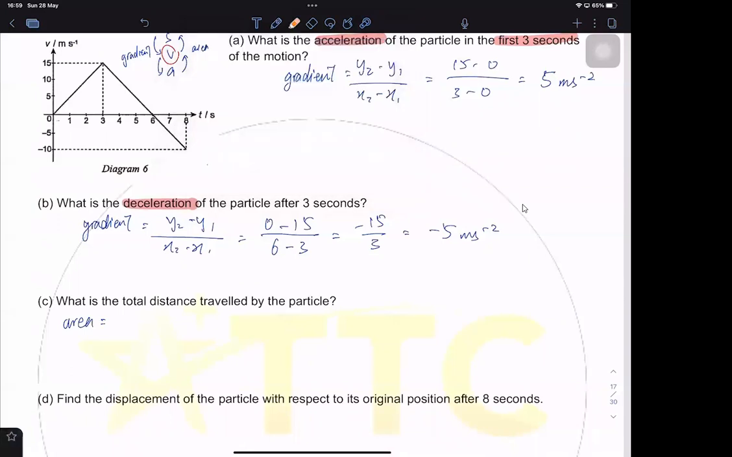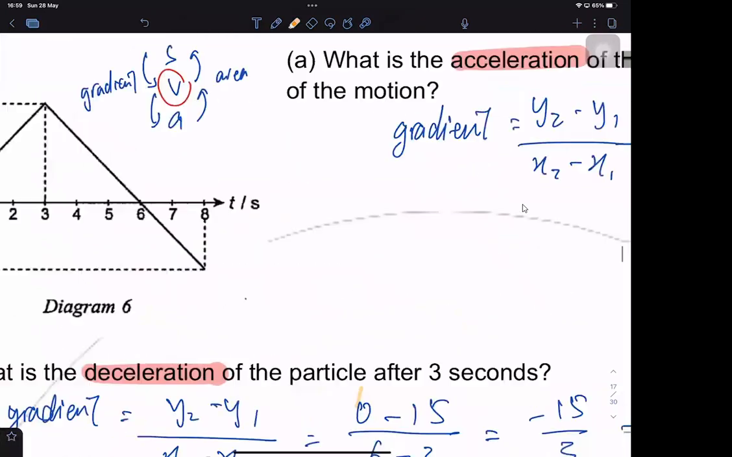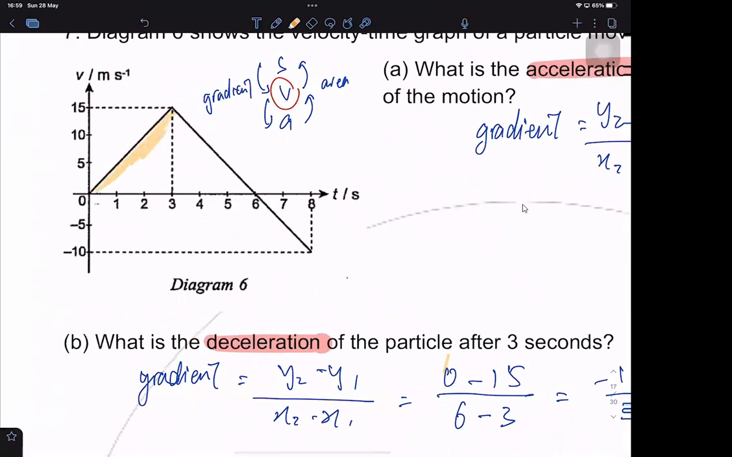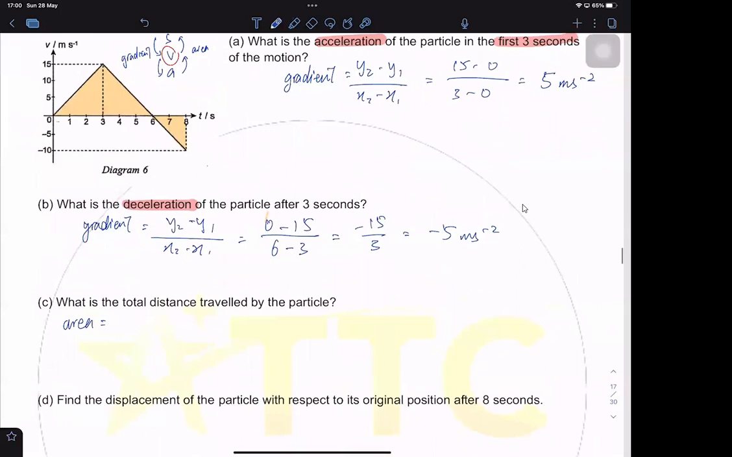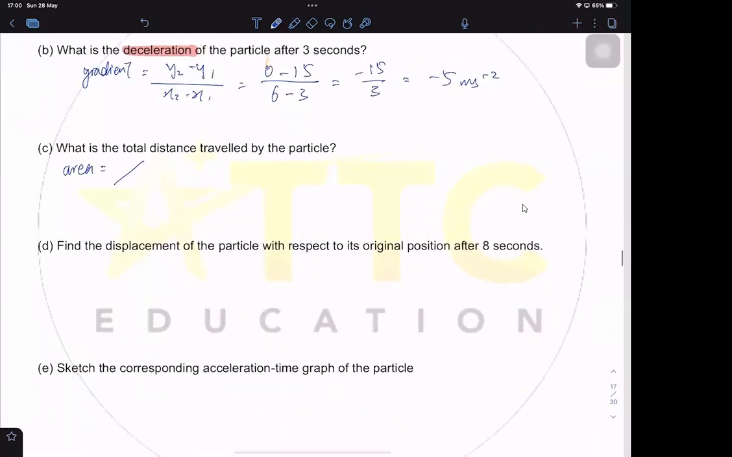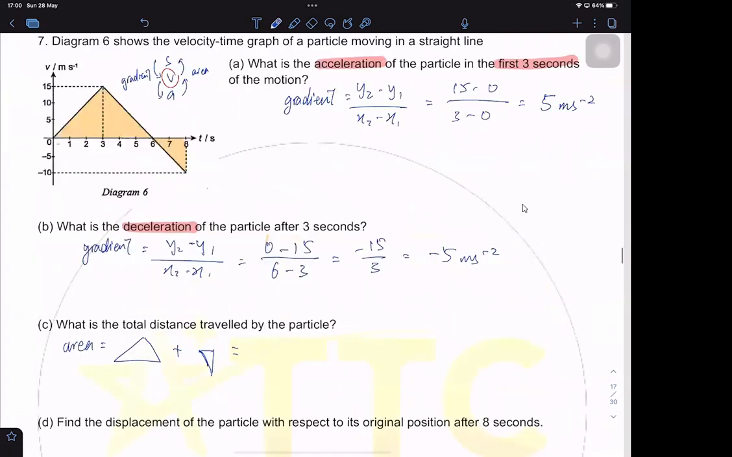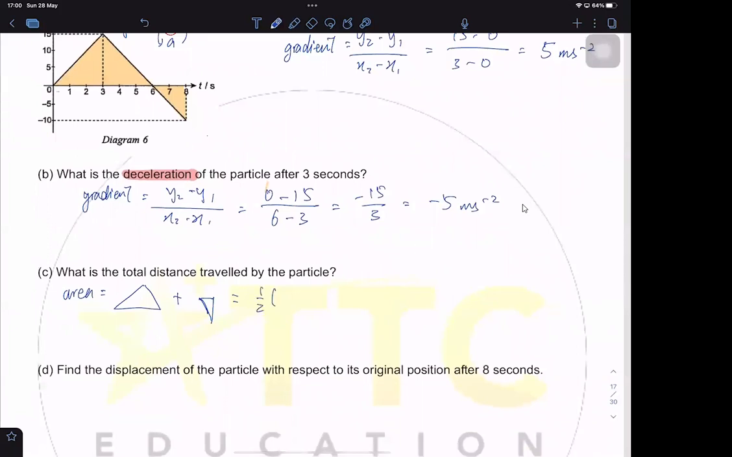Now let me show you where the area of the graph is. Area of the graph is this. Okay, this one. And this one. Okay, these two are the areas of the graph. So let's calculate. Is this triangle only? You should know how to calculate a triangle, right? This plus this. So the first big triangle, half times the base.